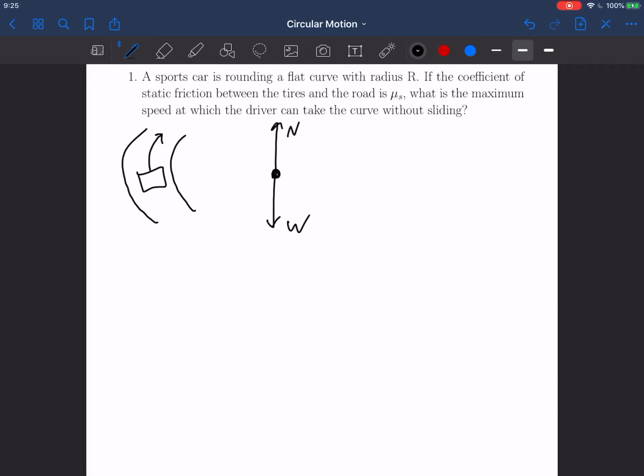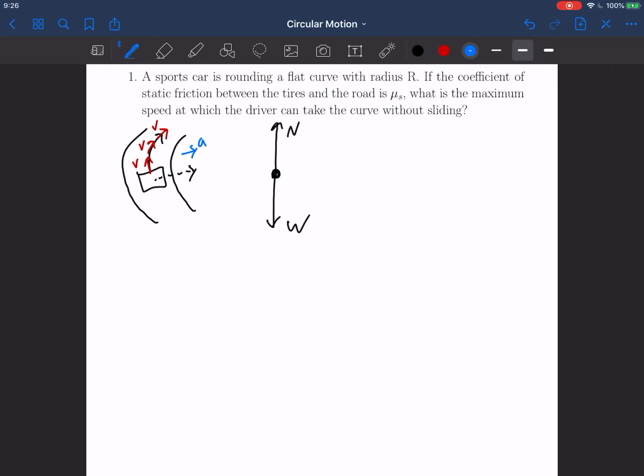And then there must be some force which is towards the center of the circle, right? Because this car is accelerating towards the center of the circle. The velocity vector is continuously changing direction. At a given moment, the speed is staying the same, but the vector is changing direction, right? So that must mean that the acceleration is towards the center of the circle, which means there must be some net force towards the center of the circle, right?